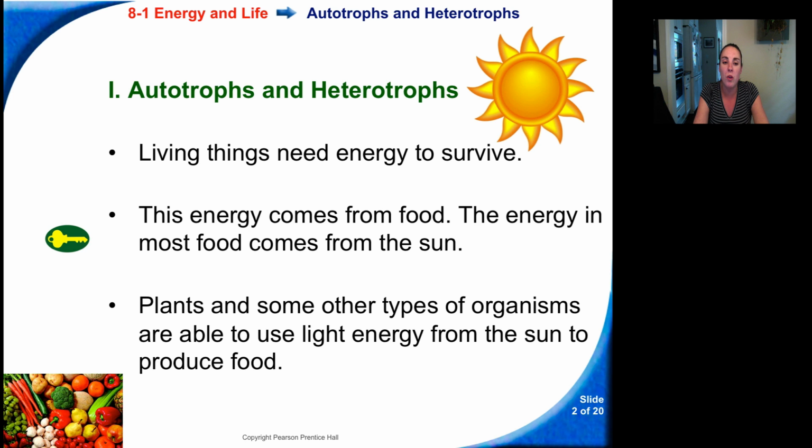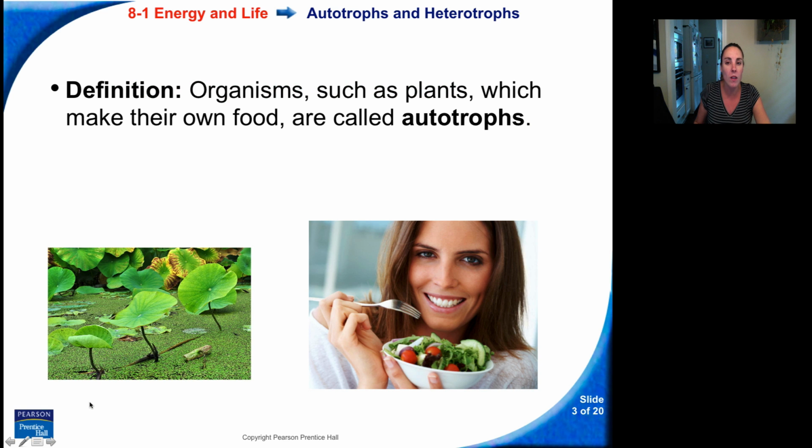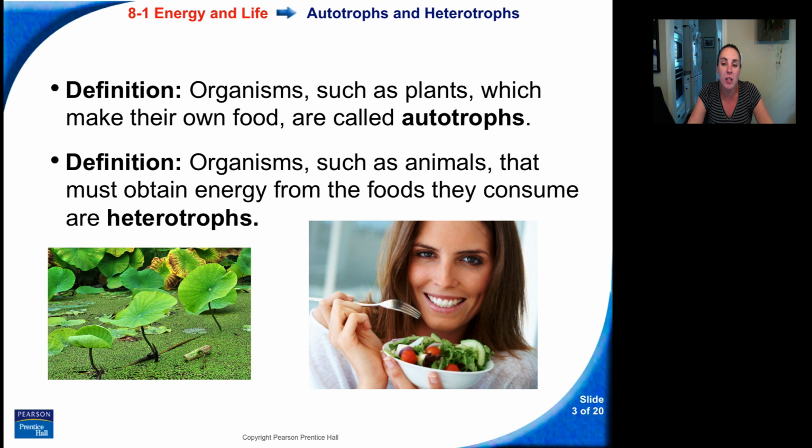Plants and some other types of organisms are able to use light energy from the sun to produce their own food. Organisms such as humans then eat these plants to get our energy. Organisms such as plants which make their own food are called autotrophs, because they automatically make their own food. That's how I think of it. Organisms such as animals that must obtain energy from the foods they consume are called heterotrophs. So these are autotrophs, and we are heterotrophs.